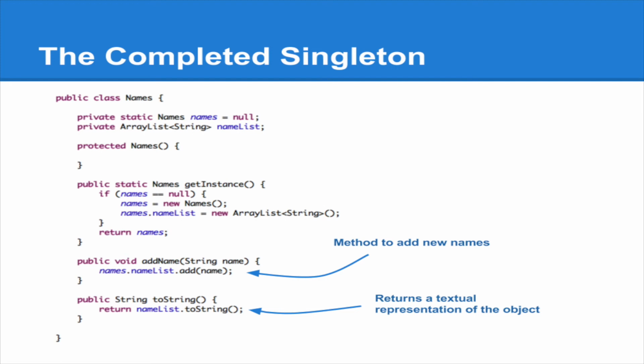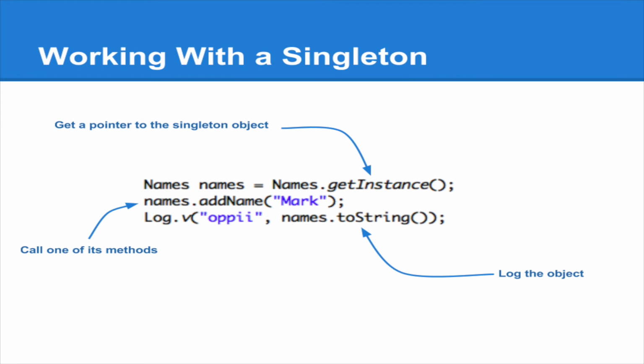So let's see how we use a singleton class. As you can see, when we want to access it and get a pointer to our names list, we simply call the getInstance method. So we can say names equals Names.getInstance. What that does is store a pointer to our collection class in the names object. And if it hasn't already created one, it will create one for us.